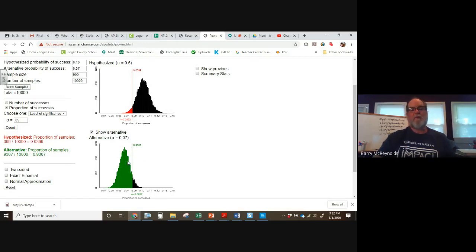Now, the other question might be, what happens if this is a two-sided test and you're worried about just the alternative that it's not equal to 0.10? Well, in that case, the type 1 error will show up on both the right-hand tail and the left-hand tail. All you need to know is one side of it, and then you can multiply it by 2 because of symmetry.